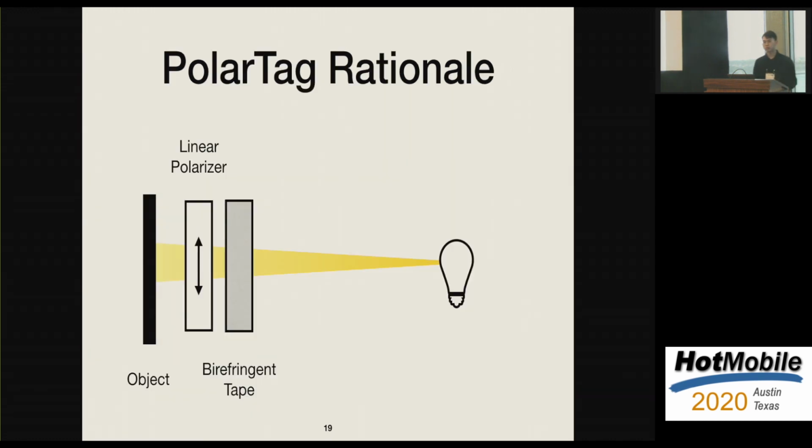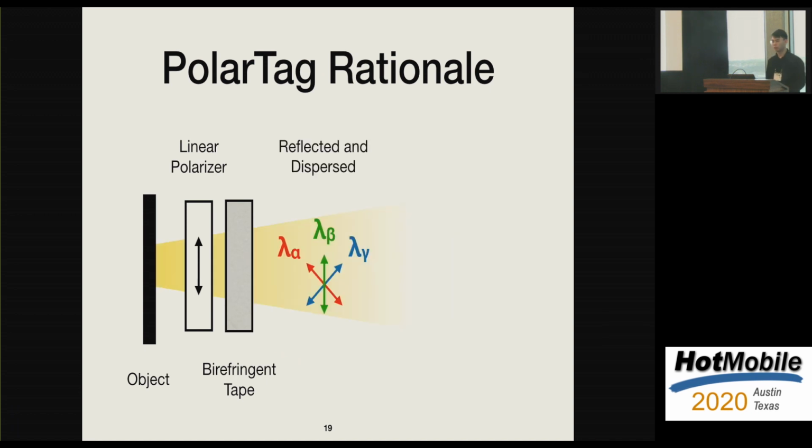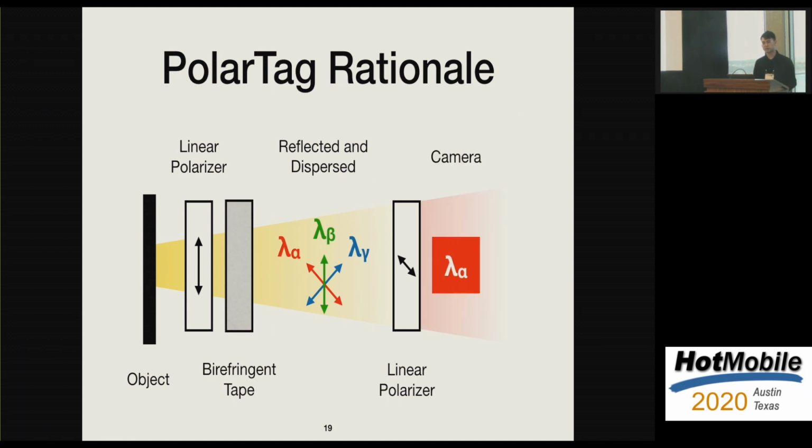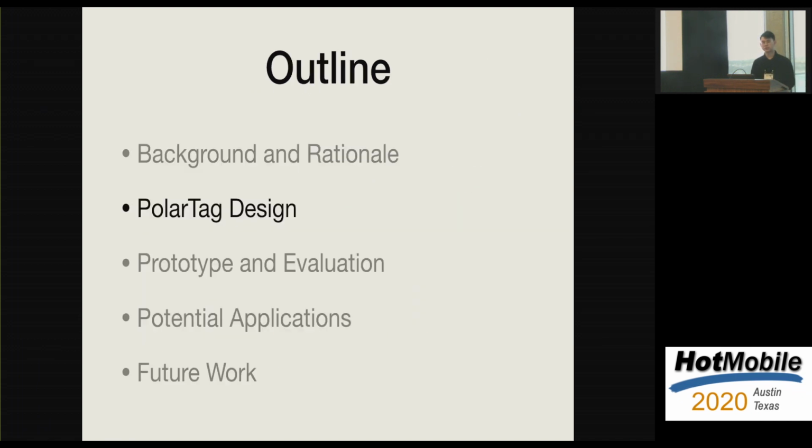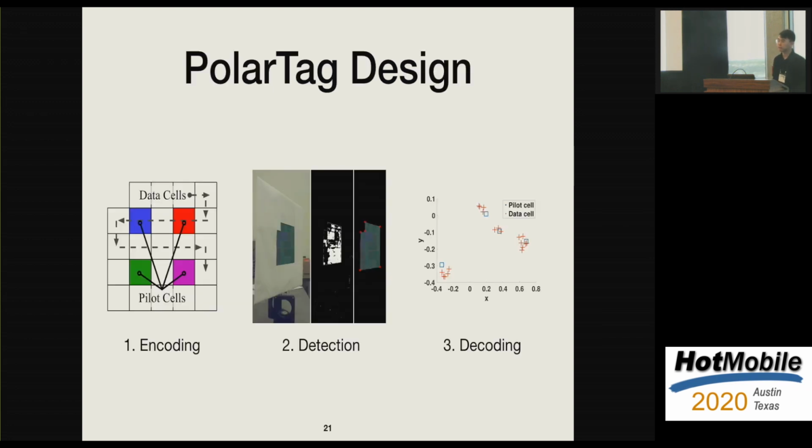With this background, our high-level design idea is we attach our tag to the object, and the light will pass through and reflect back. Again, we have the dispersed light. Now if we add another linear polarizer to the camera, we can perceive the light. With this background and rationale, let's take a detailed look at our Polar tag design. We split it into three parts: encoding, detection, and decoding.